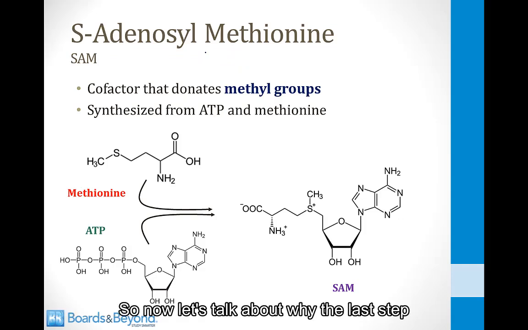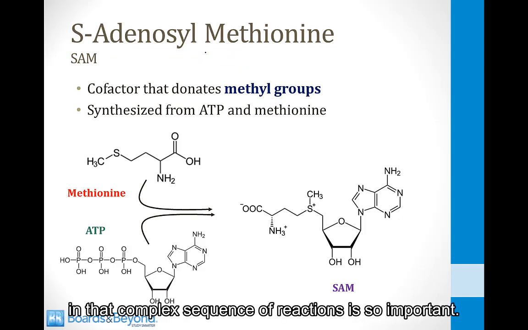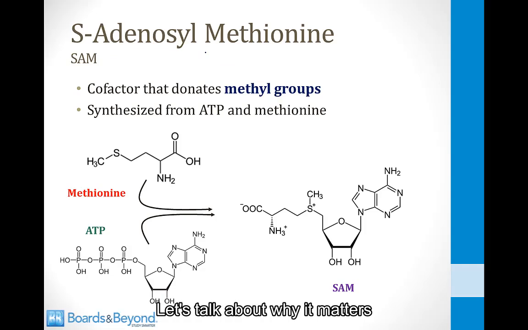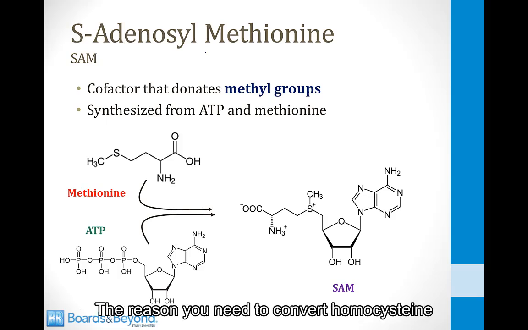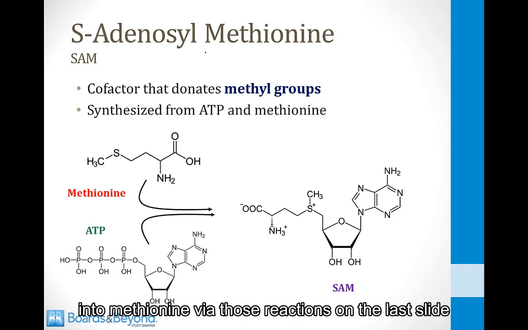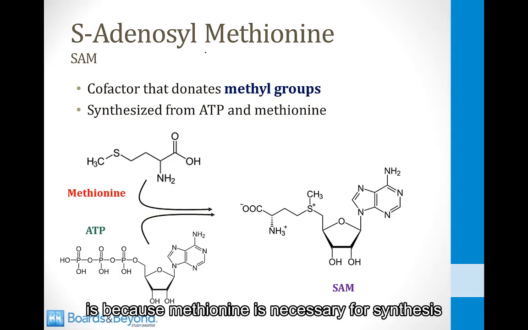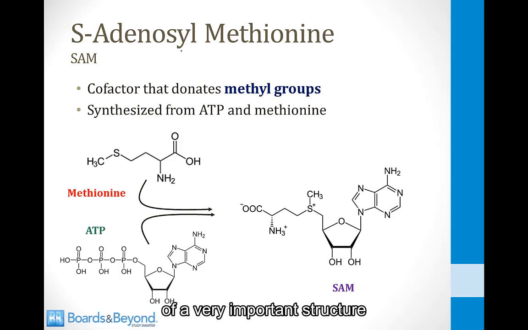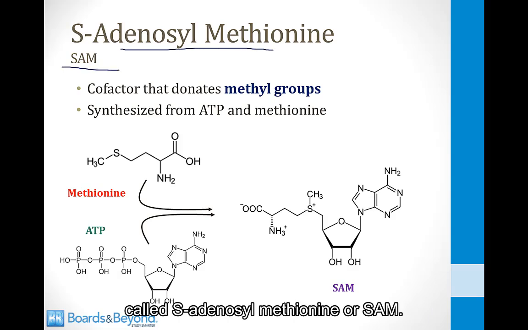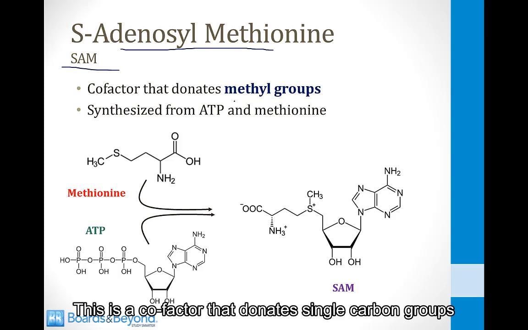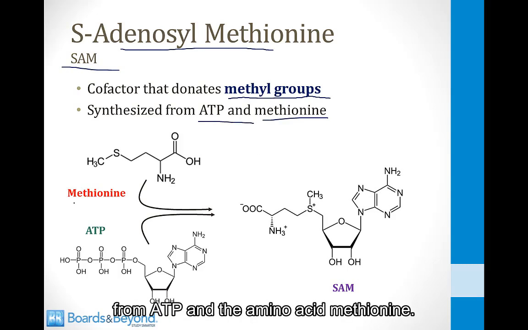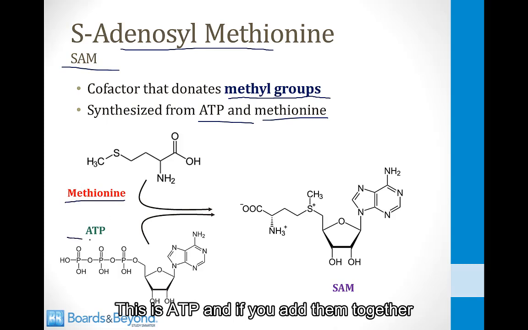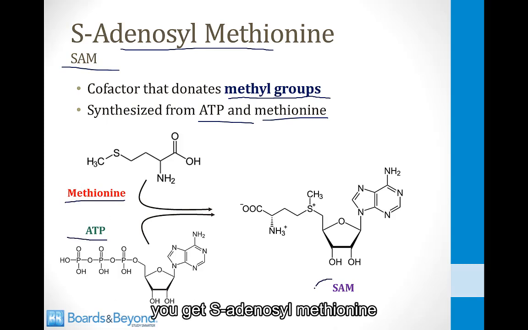So now let's talk about why the last step in that complex sequence of reactions is so important. Let's talk about why it matters that homocysteine gets converted into methionine. The reason you need to convert homocysteine into methionine via those reactions on the last slide is because methionine is necessary for synthesis of a very important structure called S-adenosylmethionine, or SAM. This is a cofactor that donates single carbon groups or methyl groups to other molecules. And S-adenosylmethionine is synthesized from ATP and the amino acid methionine. This is the structure of the amino acid methionine. This is ATP, and if you add them together, you get S-adenosylmethionine.